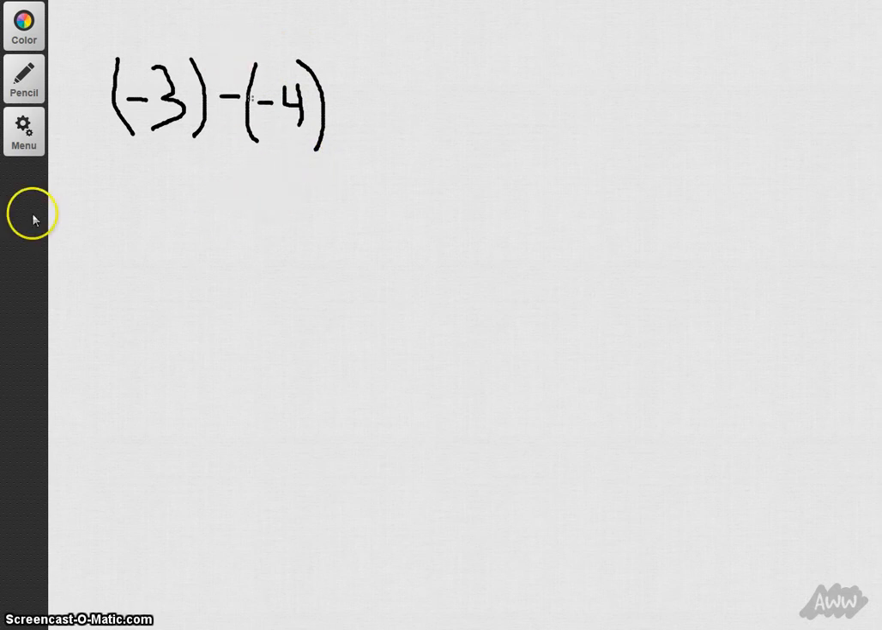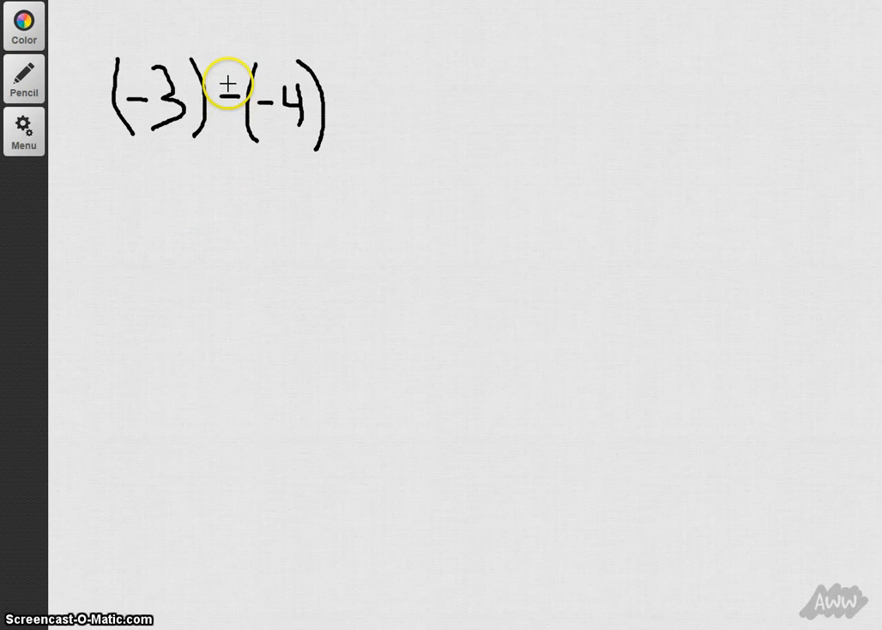Okay, so, again, negative 3. We're going to subtract a negative 4. Now, the great thing about subtraction is it comes from addition. So we can change this subtraction problem into addition.